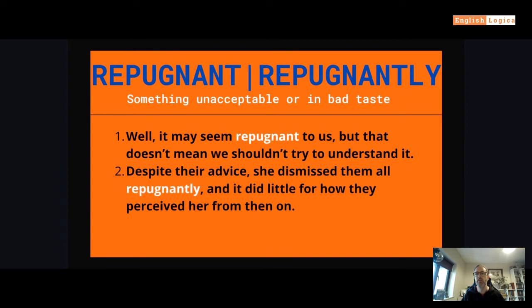Our examples, well, it may seem repugnant to us, but that doesn't mean we shouldn't try to understand it. Example 2, despite their advice, she dismissed them all repugnantly, and it did little for how they perceived her from then on.